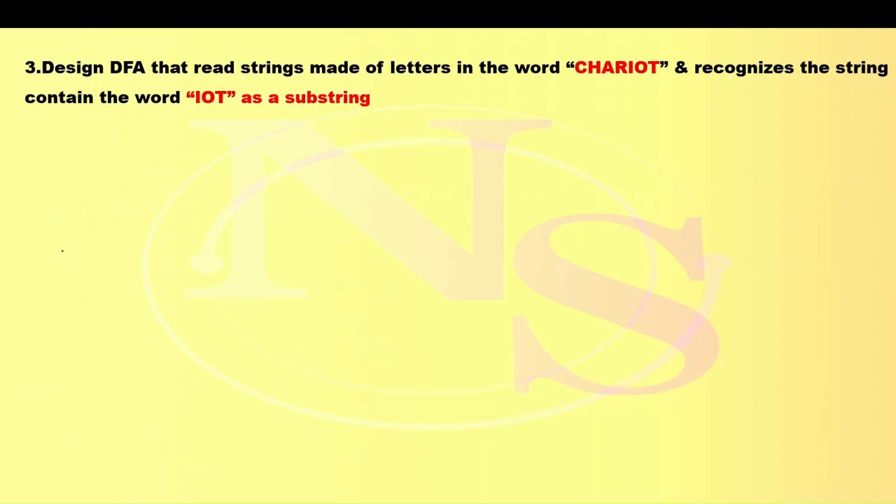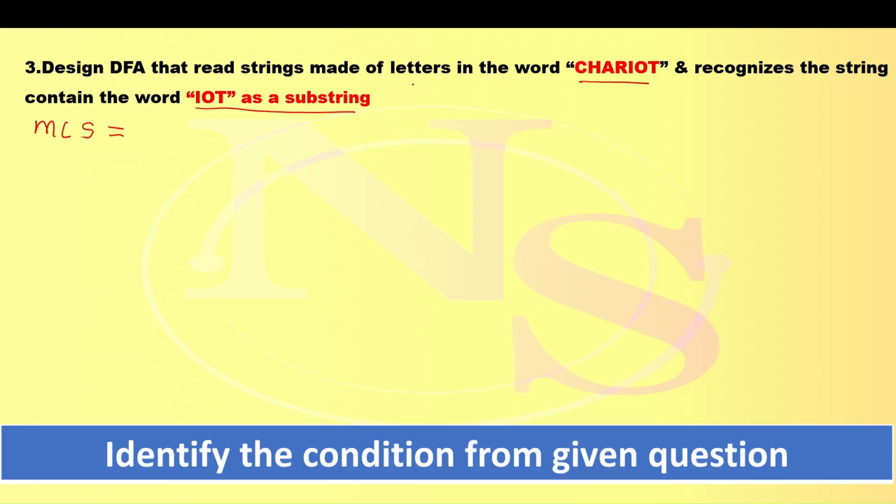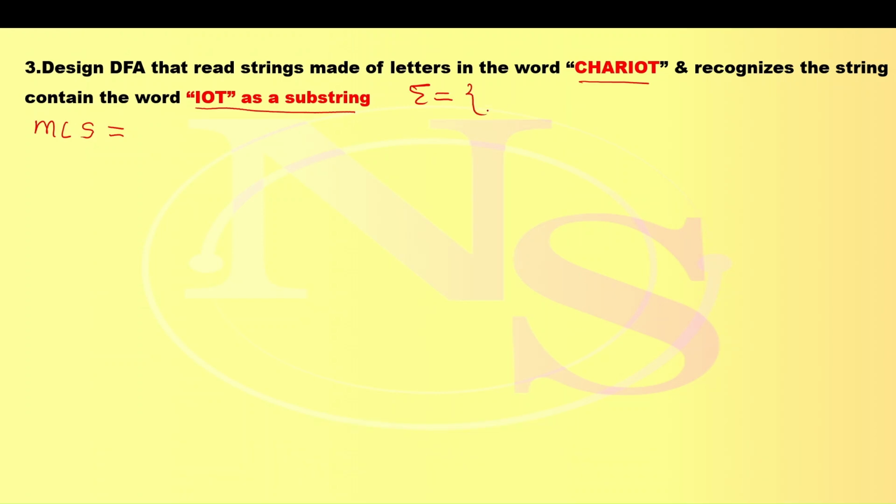So here the question is: design a DFA that reads strings made of the letters of CHARIOT and recognizes the strings that contain the word IOT as a substring. Here, what is the condition? Sigma is given indirectly. They have mentioned the automaton is going to read all the symbols of this word, for example C, H, A, R, I, O and T. So sigma contains all these 7 symbols. The automaton will be reading all these symbols and accepting all the strings where IOT is a substring. So IOT should be present there.